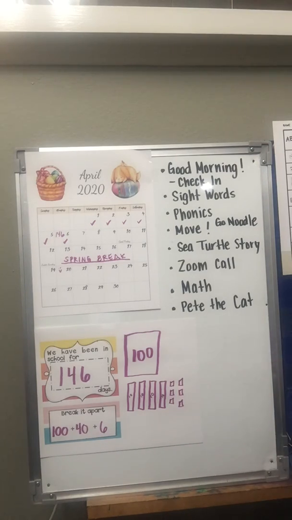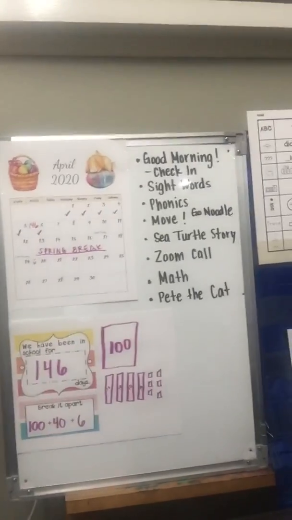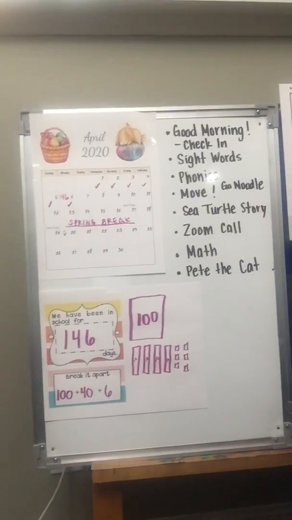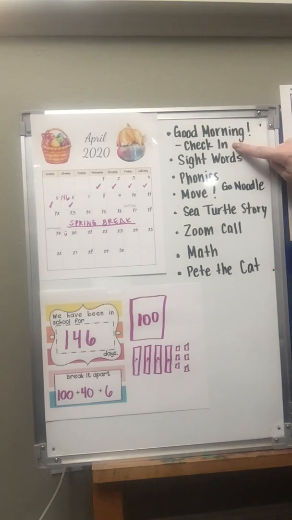So Mrs. Mendoza is still going through all of your assignments and your work that you guys have been sending me, and I've really loved what I've seen so far. But this is kind of your agenda, or the things that you are going to get done today. Right now, hopefully you're watching our good morning video, and then you're going to check in with me, tell me how you're feeling with your zones. Then we're going to practice some sight words. We're going to move on to level G words.